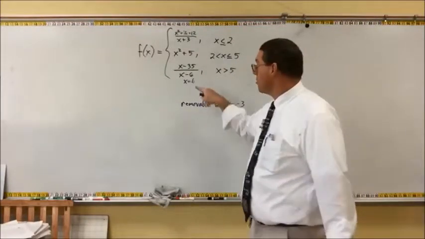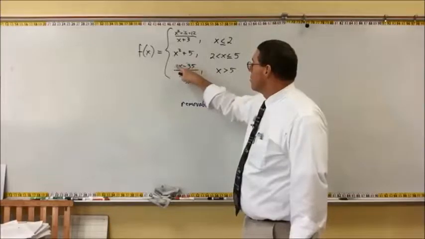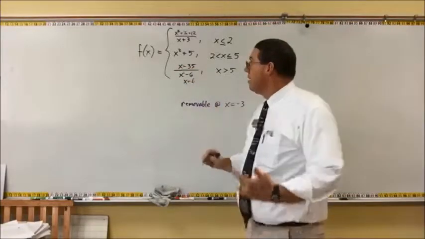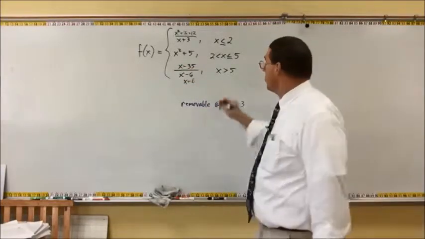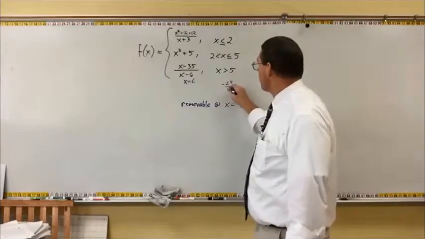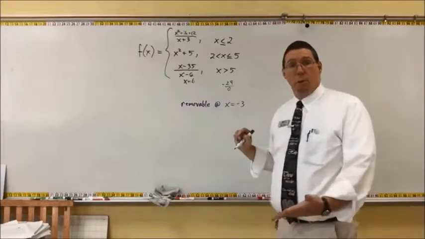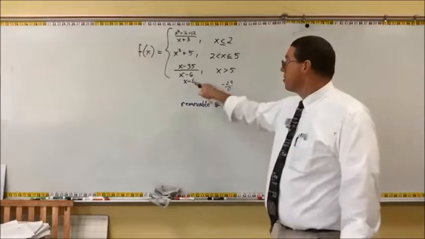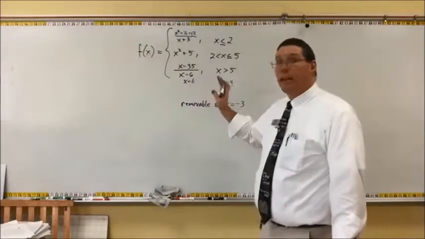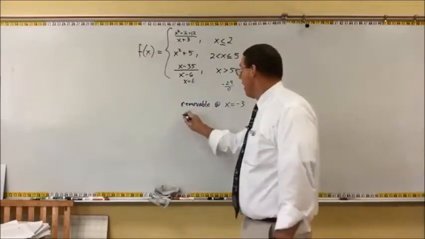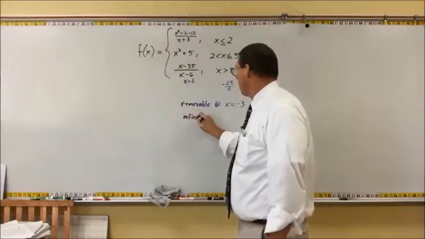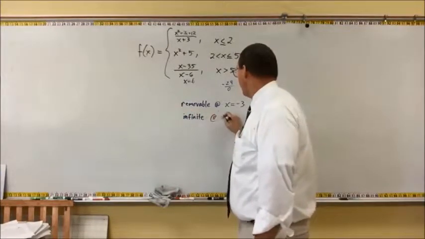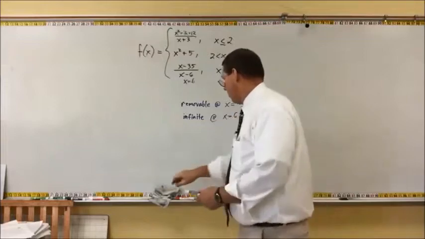But we have to plug the 6 into the numerator. 6 minus 35 is negative 29. And so we would have negative 29 over 0. This is not 0 over 0. Therefore, this 6 indicates an infinite discontinuity. So we have an infinite discontinuity at x equals 6.